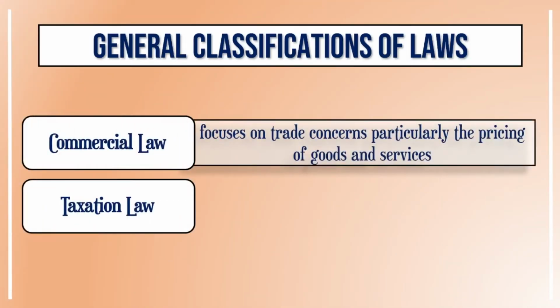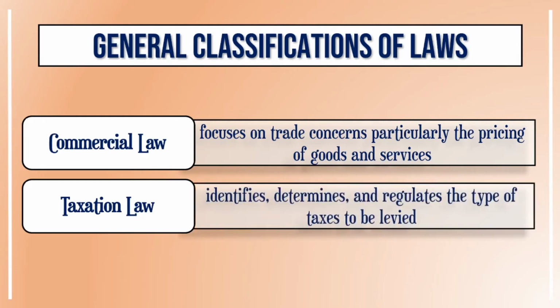Commercial law focuses on trade concerns, particularly the pricing of goods and services. Example: business and financial transactions. They mainly include contract law, property law, corporate law, intellectual property law, tax law, negotiable instrument law, and uniform commercial code. Taxation law identifies, determines, and regulates the type of taxes to be levied.